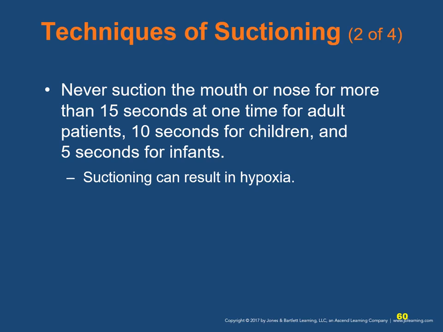Never suction the mouth or nose for more than 15 seconds at one time for an adult patient, 10 seconds for children, and 5 seconds for infants. Over-suctioning can result in hypoxia. Make sure to rinse the catheter and tubing with water to prevent clogging, and repeat suctioning only after the patient has been adequately ventilated and reoxygenated. You'll be able to practice this skill on Skill Drill 10-3.